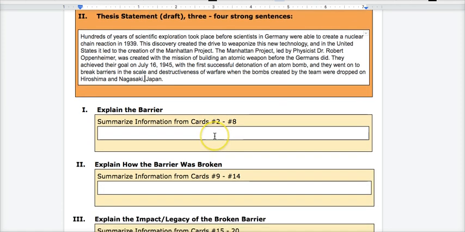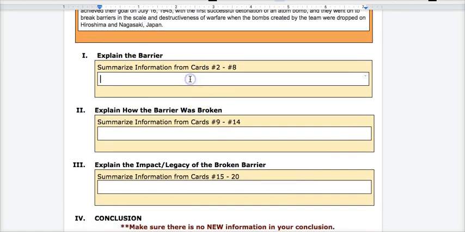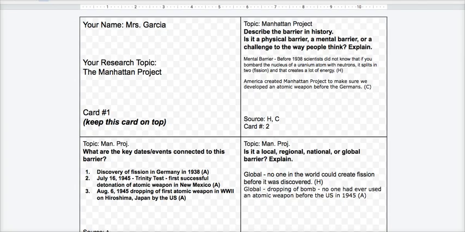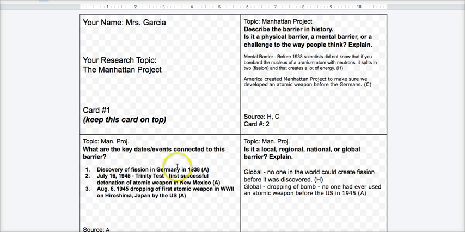All right, so what I'm going to do is take my cards 2 through 8 and put them in front of me. Okay, here's 2. Key dates. It's a mental barrier. They made sure we created it before the Germans. Discovery of fission, July 16th, August 6th. It's a global barrier. Okay, so I'm looking at these cards, and I have to say something about what kind of barrier it is, and something about the dates, and something about how it's a global barrier.